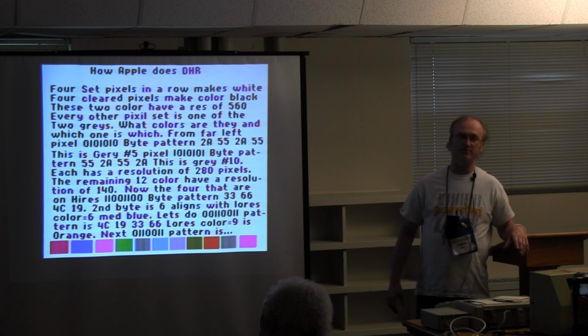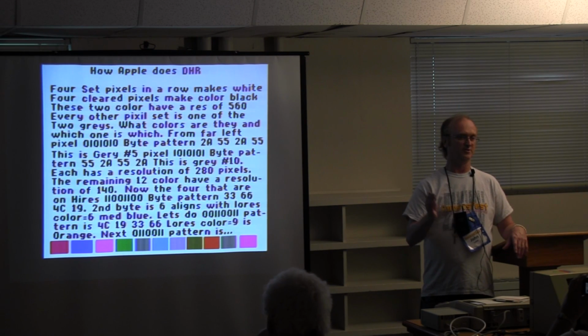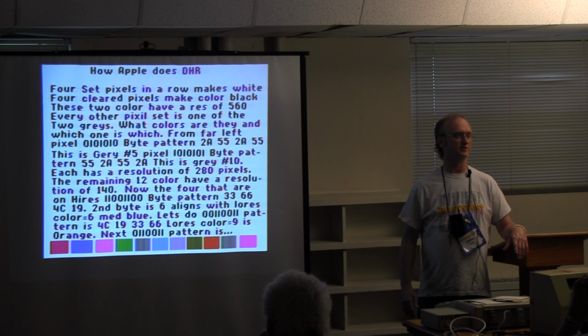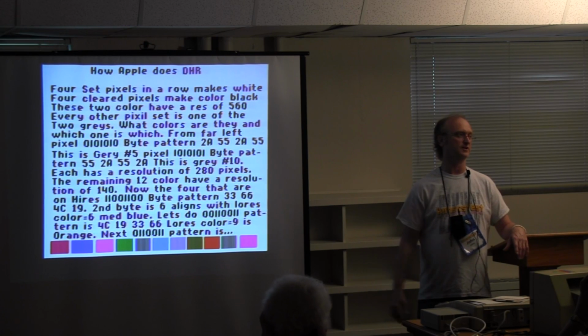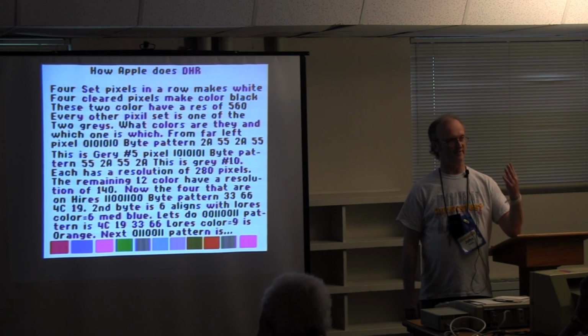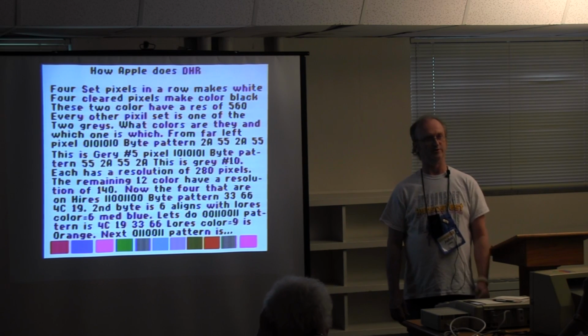Now on double high res, we're only at one palette set basically because we're supposed to keep the most significant bit cleared all the way through. And we can plot those same pixel groups anywhere on the screen. But it's got to set four in a row to display white, and you got to clear four in a row to display black.